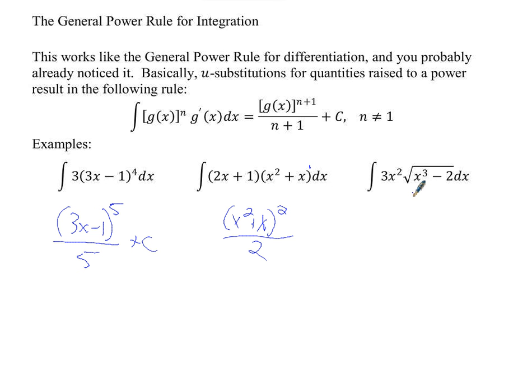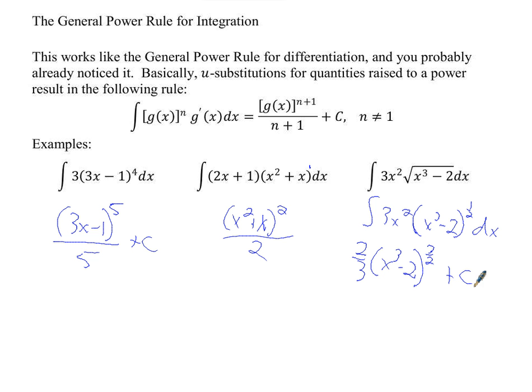This last one, it might help to rewrite it. Integral 3x squared times x to the 3rd minus 2 to the 1/2 dx. Do we have that pattern? Yeah. The derivative of what's inside is 3x squared, which is sitting right here. Therefore, the pattern is here, which means that this integral is simply x to the 3rd minus 2 to the 3/2 divided by 3/2, or 2/3 x to the third minus 2 to the 3 halves plus c.